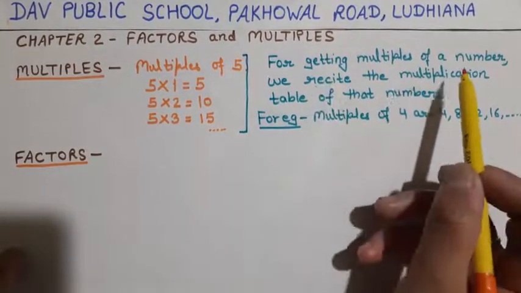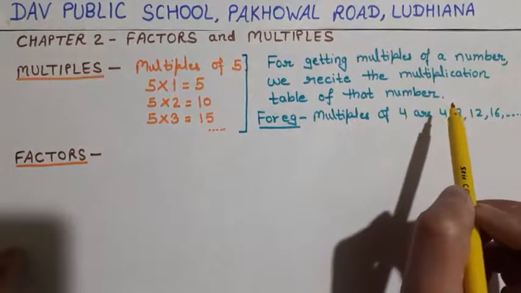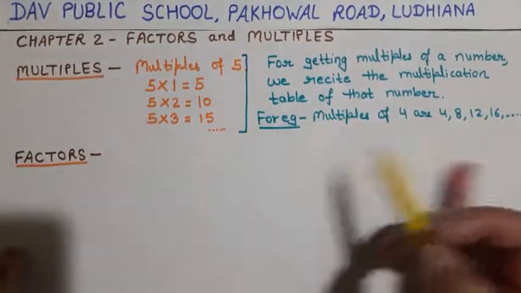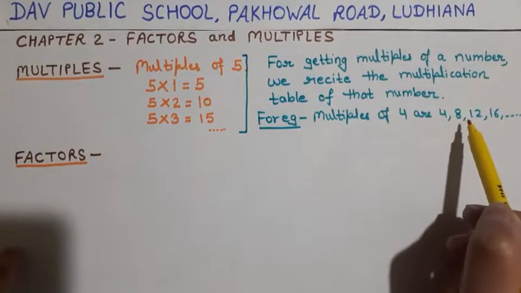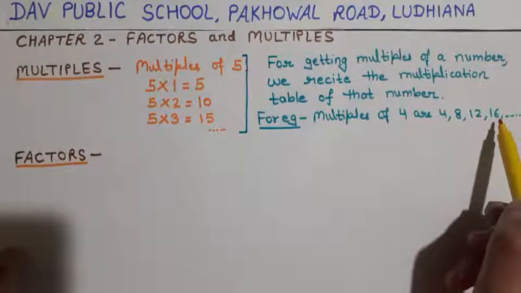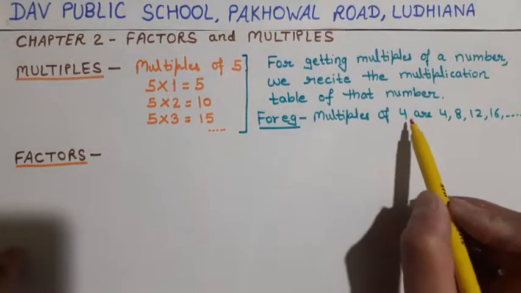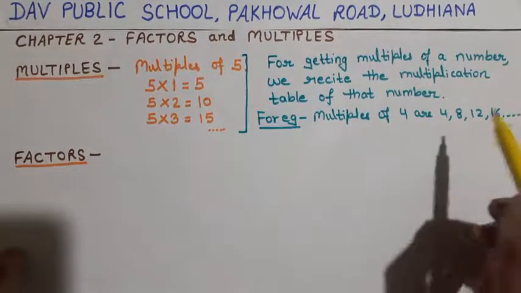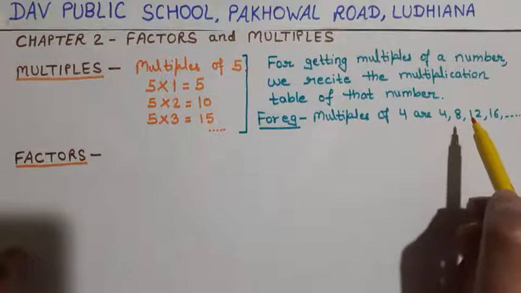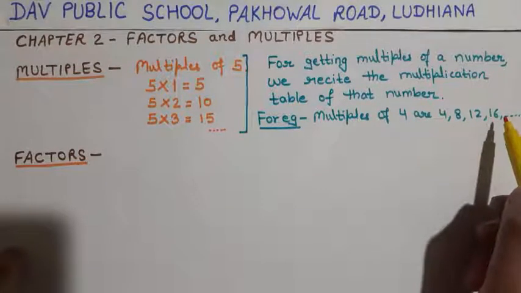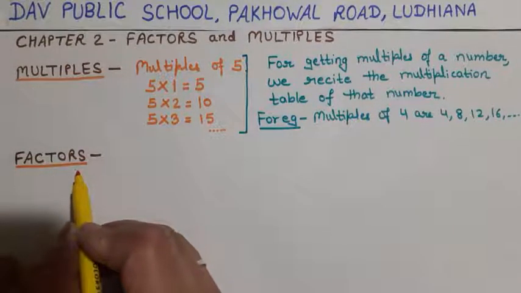So for getting multiples of a number, we recite the multiplication table of that number. For example, multiples of 4 are 4, 8, 12, 16, and so on. So you will just write down the table of 4. And as you can see, you can find as many multiples as you want. Now move on to the definition of factors.